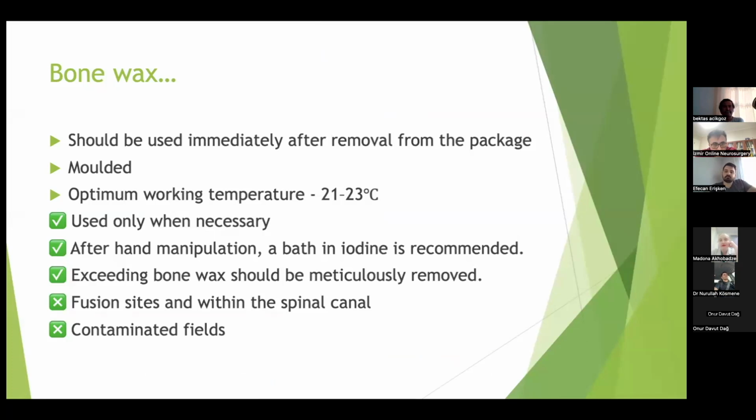And the excess bone wax should be meticulously removed, because I will come in the next slide to what will happen if we keep a lot of bone wax in the body. Then it should not be used near fusion sites, especially within the spinal canal, and it should not be used when there is contamination.